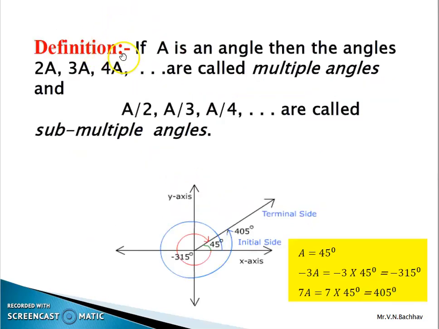Now let us see the definition of multiple and submultiple angles. If A is an angle, then the angles 2A, 3A, 4A, and so on are called multiple angles, and A by 2, A by 3, A by 4, and so on are called submultiple angles. For example, if A is equal to 45 degrees, then minus 315 degrees is a multiple of 45 degrees. Similarly, 405 degrees is a multiple of 45 degrees.